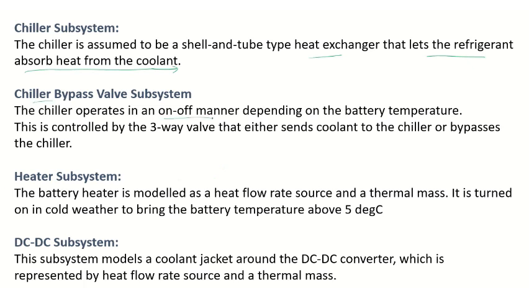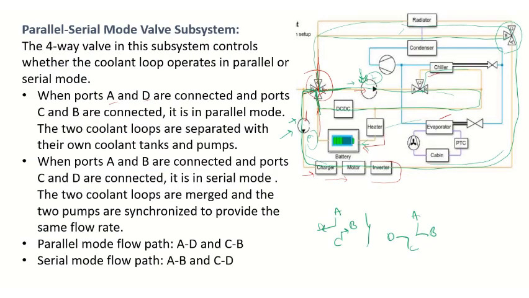The chiller operates in an on-off manner depending on the battery temperature, and it is also controlled by a three-way valve. It either sends the coolant to the chiller or bypasses the chiller. Here also the same conditions apply. Under cool conditions there is no involvement of the chiller, but under hot conditions the chiller will be involved. So this is the chiller circuit. Again with the help of a three-way valve, the chiller circuit can be enabled or disabled here. This is a three-way valve. Either you can send the coolant to the chiller, or else you can bypass here.